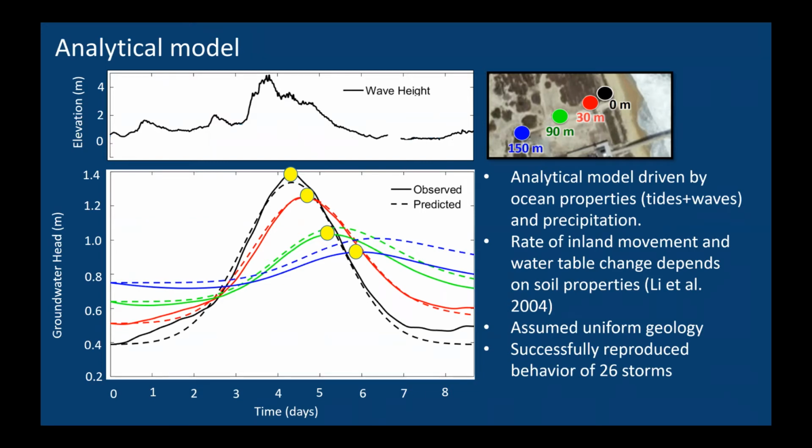The model is driven by the ocean properties and precipitation, and the rate of the propagation depends on the soil properties, such as the hydraulic conductivity or the specific yield. We assumed that the geology was uniform across the barrier, and comparing the predicted model behavior, the dashed line in this time series, to the observed behavior on the right, the analytical model does a good job of reproducing our observations. We evaluated the model for all of the storms in our time series and found that it's able to reproduce the maximum water level within 10 centimeters for all cases.